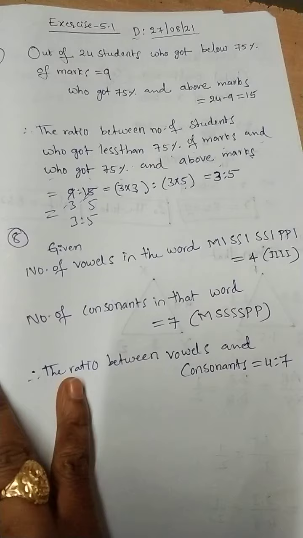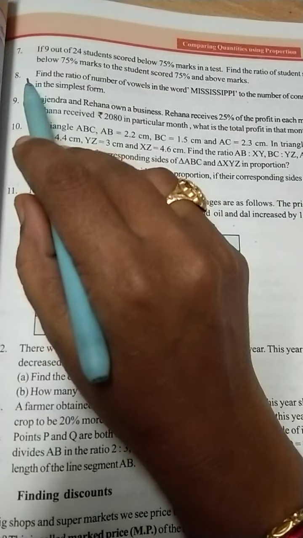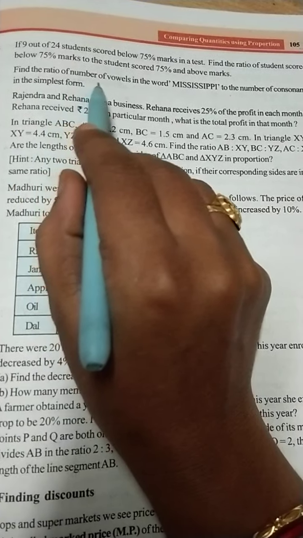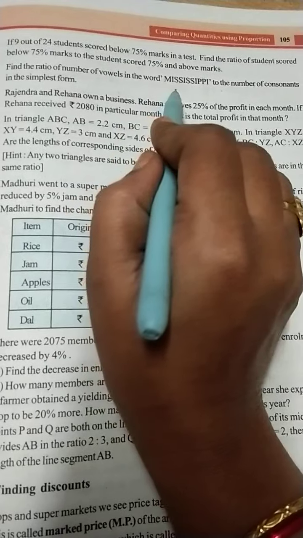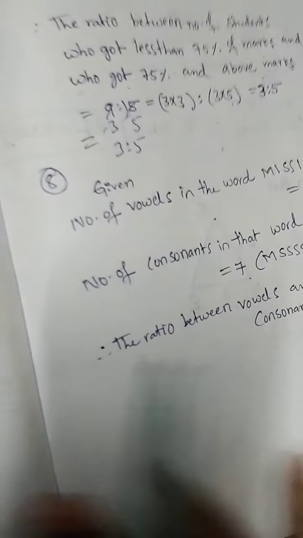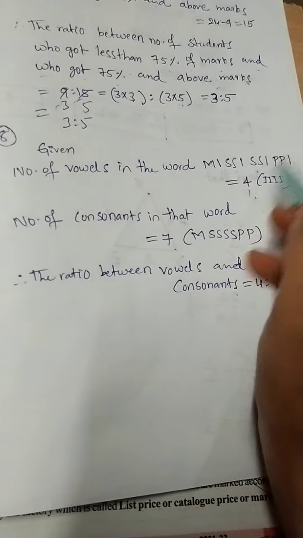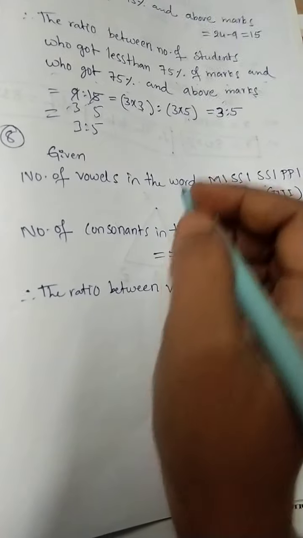That is the 7th question solution. Very simple. Next I am going to explain the 8th question. Find the ratio of the number of vowels in the word Mississippi to the number of consonants in the simplest form. In this given word Mississippi, we just need to find the number of vowels and consonants.